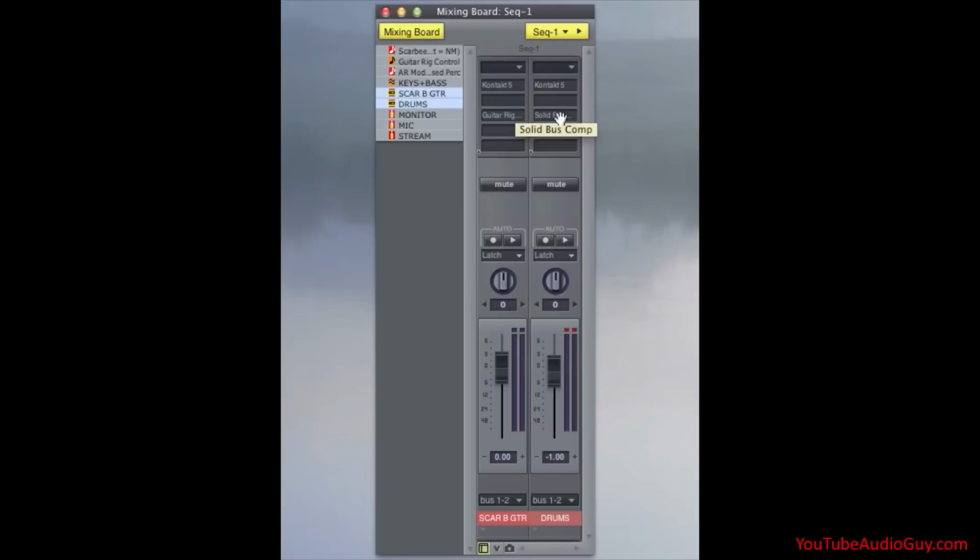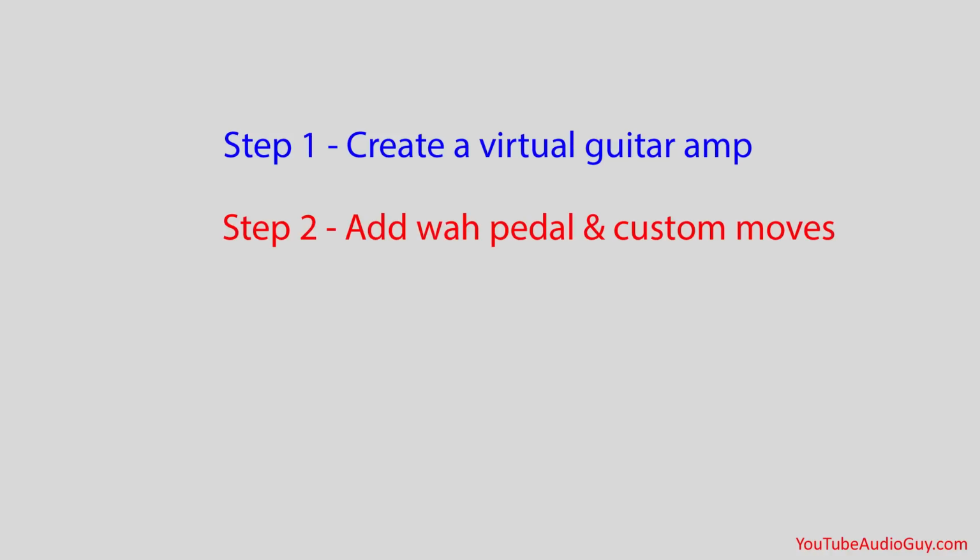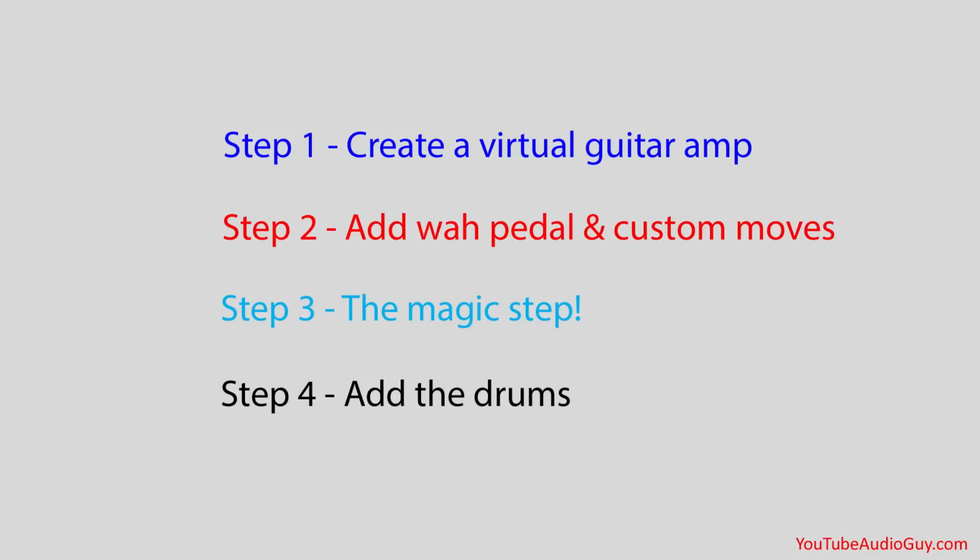Now that we have our basic structure, let's break down how I did this as a 4-step process. Step 1, we create a virtual amp for our guitar sound. Step 2, we add our wah pedal and we create the custom movements for our foot rocking that pedal. Step 3, the magic step. A little more on this later. And last but not least, step 4, we drop in our drums.